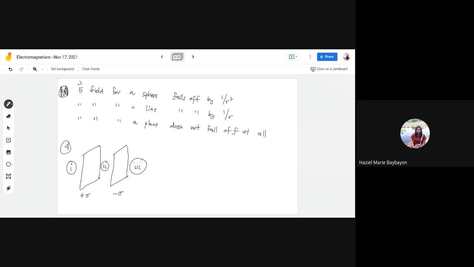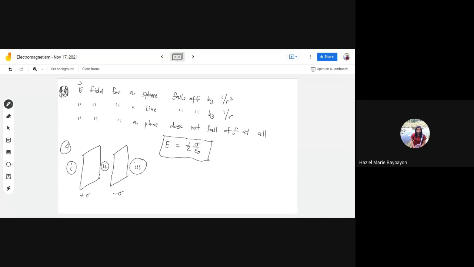Okay. So in our previous example class, we know that the electric field of a single plate is equal to 1/2 sigma over epsilon naught or sigma over 2 epsilon naught. Okay, so let us see kung unsay electric field diri, ug diri.